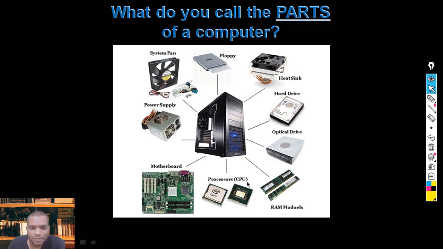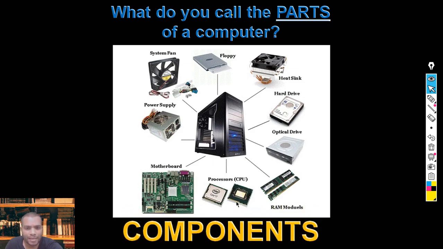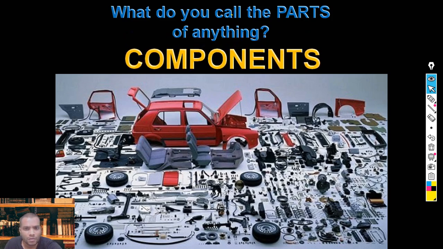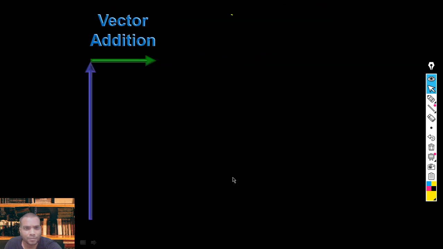observe this picture right here on the screen. What do you call the parts of a computer? This computer contains a motherboard, power supply, some cooling fans, hard drive, optical drive, RAM and CPU. All these parts we call components. Like if you take a vehicle, a car is a combination of all these components. These are all the needed components to make a car. So we call them components.